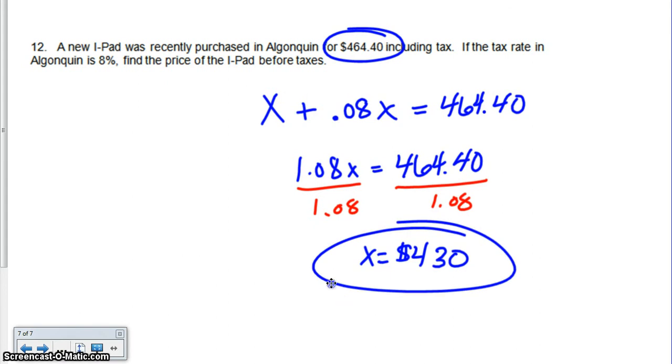All right, and that's our first warm-up lesson on solving equations. It gets good from here.